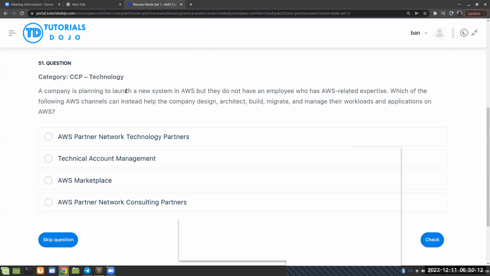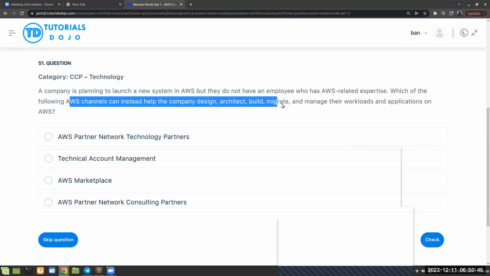51. That's one. A company is planning to launch a new system in AWS, but they do not have an employee who has AWS related expertise. Which of the following AWS channels can instead help the company design, architect, build, migrate, and manage their workloads and applications on AWS? The key point is an AWS channel that helps a company design, architect, build, migrate and manage their workloads.